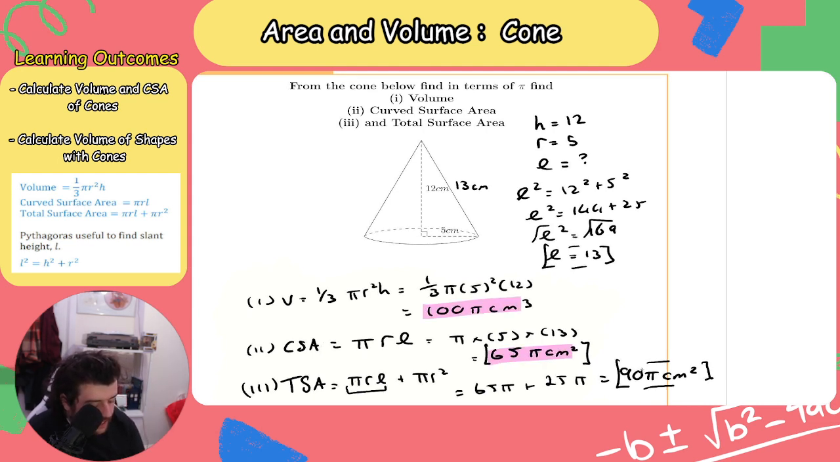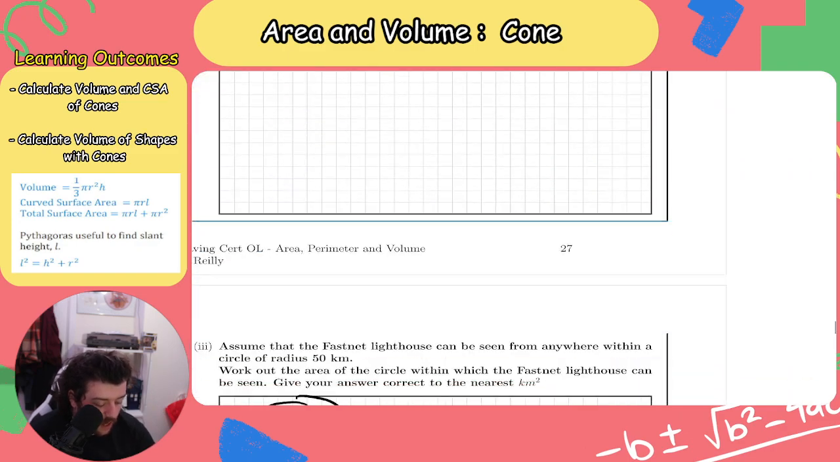Right, and it's that simple. So these are all in your log tables. You just look them up, or your formulae table. You just look them up, apply the formula, label your height, radius, slant height, bada boom, bada bing. That's it. Let's have a look at some questions.